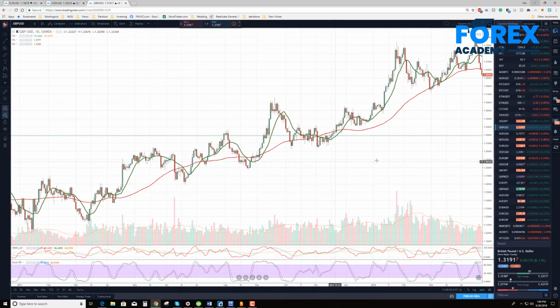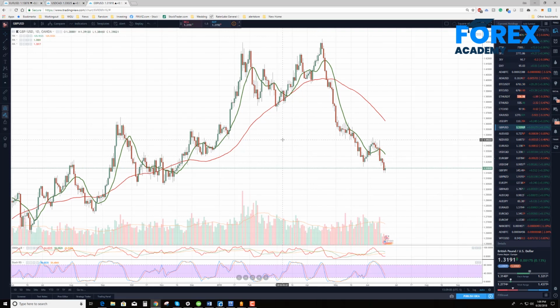In a moving average crossover system, it teaches us that when the fast line crosses above the slow line, that's when we take a buy. Or when a fast line crosses below a slow line, that's when we would take a short.